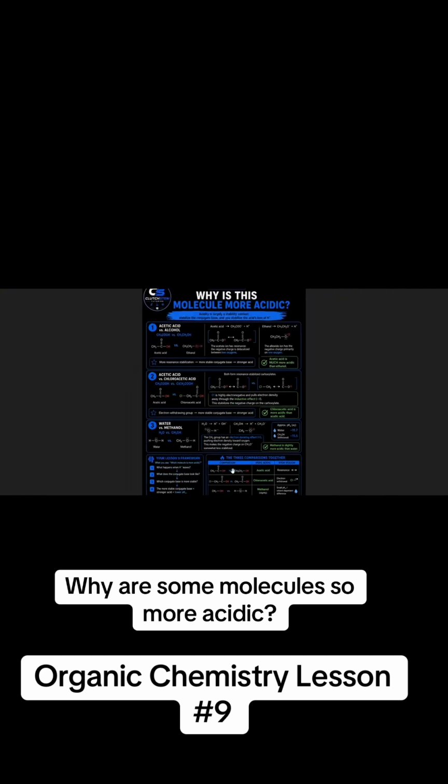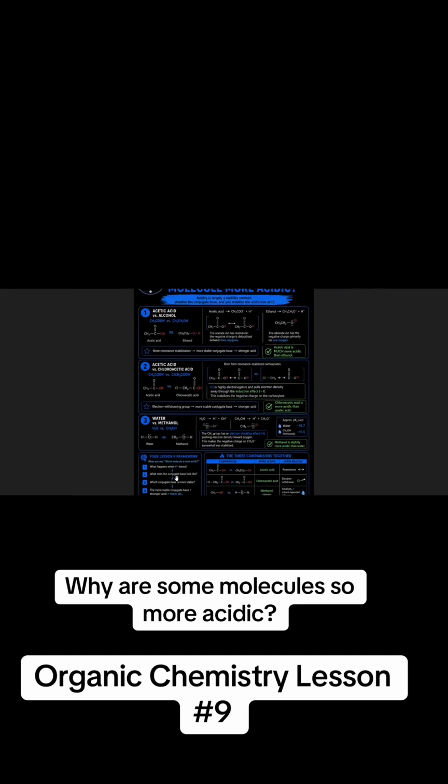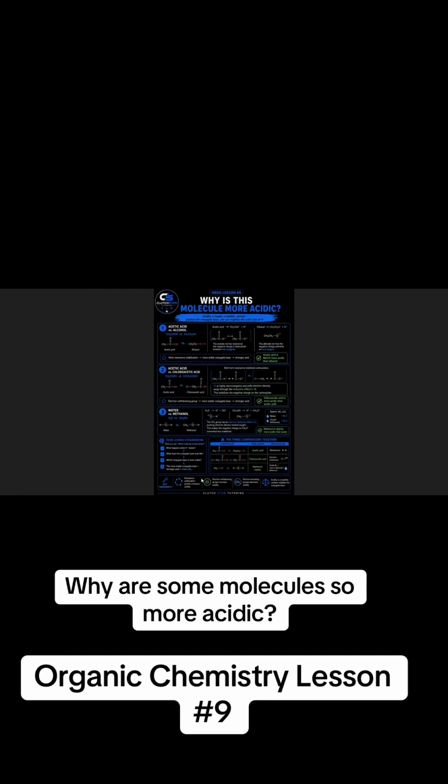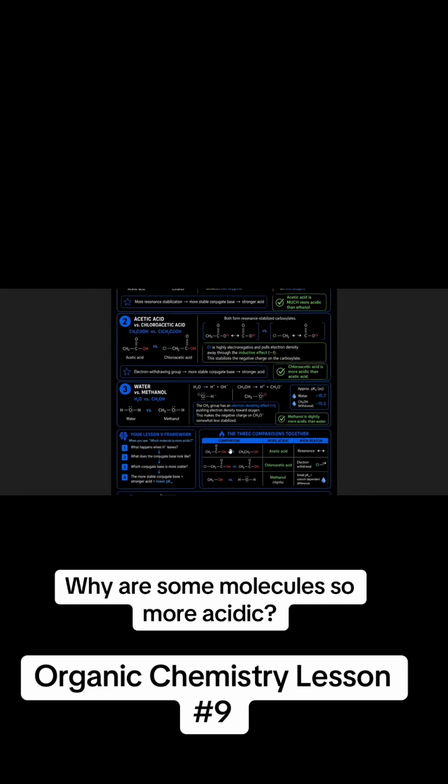So, simple framework, what happens when the proton leaves? What does the conjugate base look like? Which conjugate base is more stable? The more stable conjugate base equals a stronger acid and lower pKa. So here's 3 for comparisons here. And there you have it.